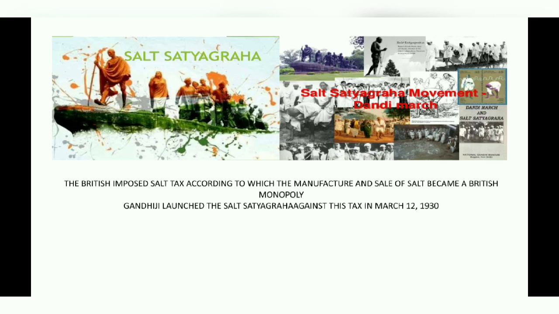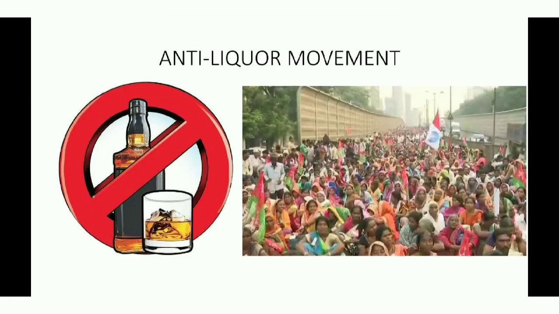Once they reached Dandi, they violated the salt law by picking up the salt and disagreeing with the British. This Dandi march also led to the start of the Civil Disobedience Movement. So with this we understand that we can also go against the law if the law is not in favor of certain situations.